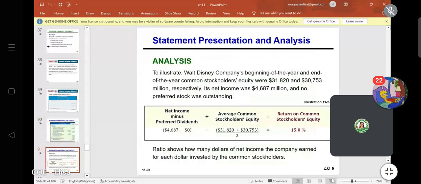So analysis, return on common stockholders' equity. In here, what you will do is take net income, assuming there is no preferred stockholder. Net income only. But if there is a preferred stockholder, you need to deduct first the preferred dividends. Then we can compute our return on common stockholders' equity. You divide that by average stockholders' equity. Why average? Because your beginning and ending differ, so we need to average. That's your basis in computing return on common stockholders' equity.